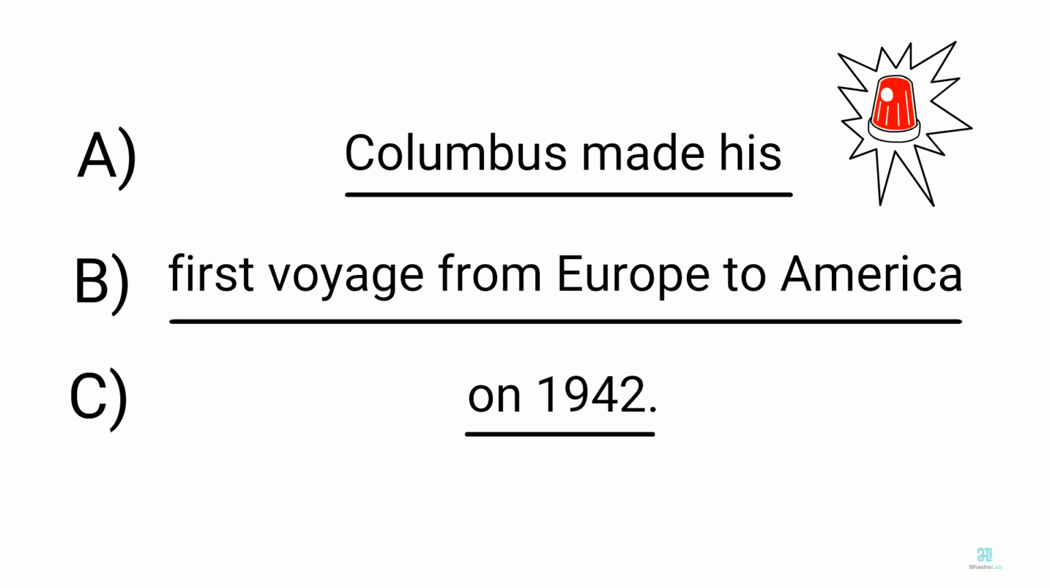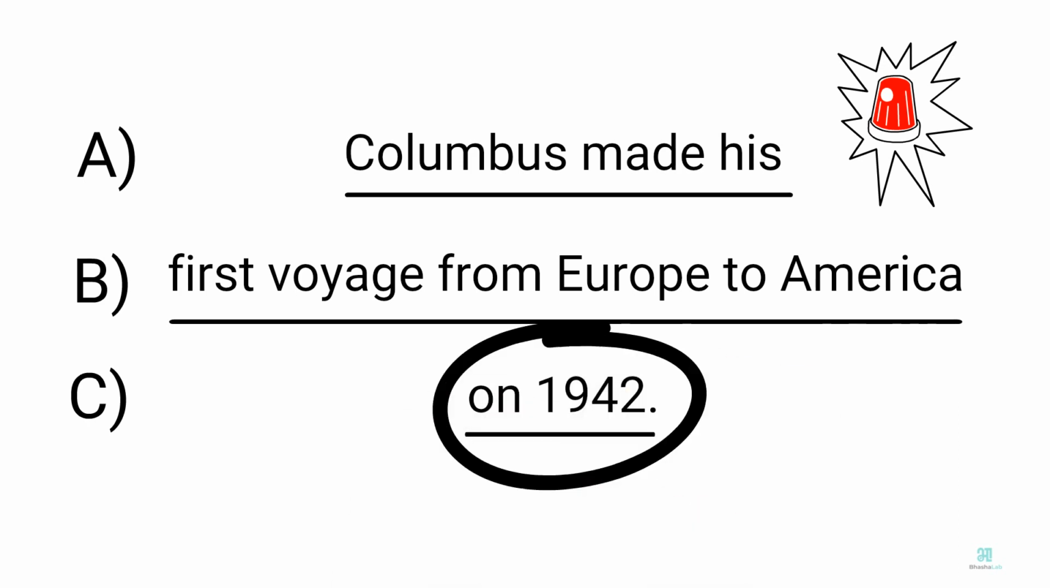Can you spot the error? Take a moment to think about it. The error lies in part C, which states on 1942. The correct sentence should be, Columbus made his first voyage from Europe to America in 1942.